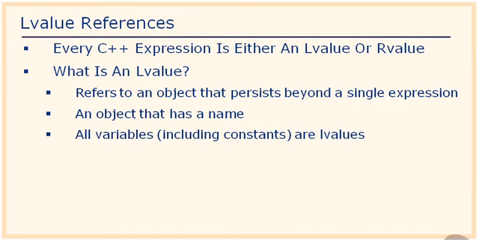Now all variables, even including constants or non-modifiers, are L values. Notice in this example we've got an integer x equals 1 plus 2. Now x is an L value for a couple of reasons. First of all, it's an object with a name. It's a variable, and it's got a name x, and it refers to a particular value stored in memory.